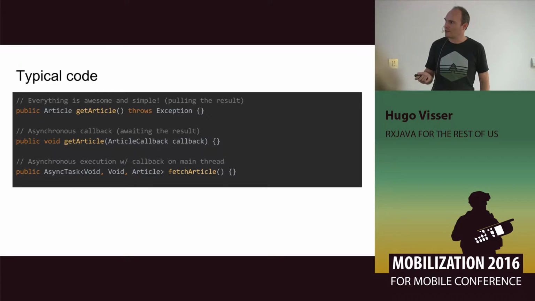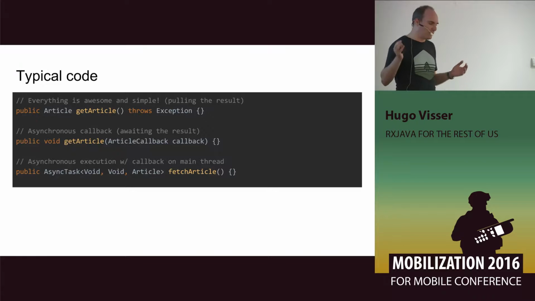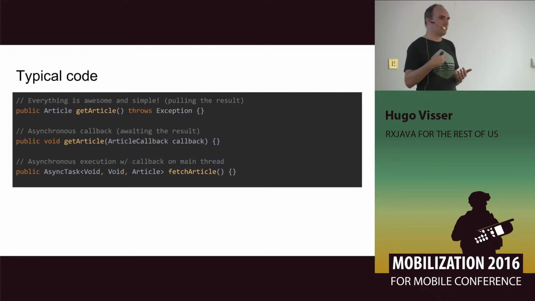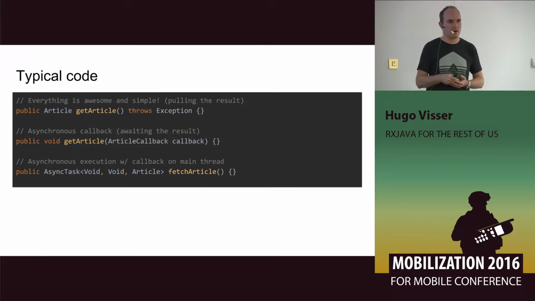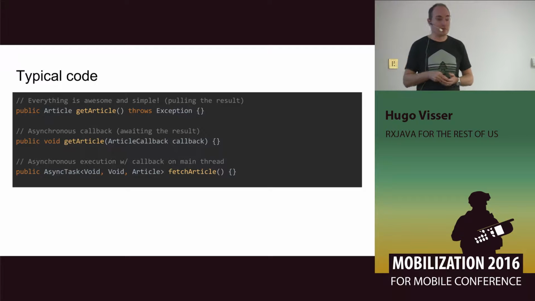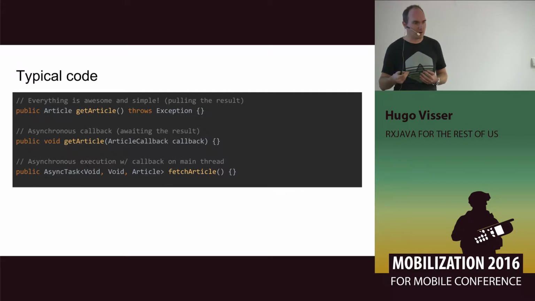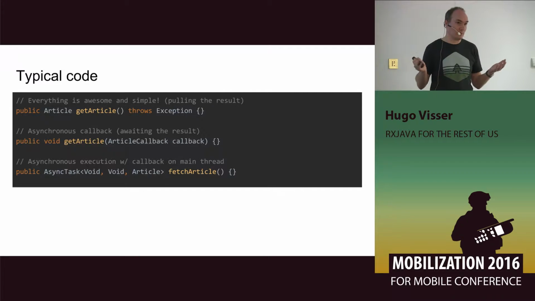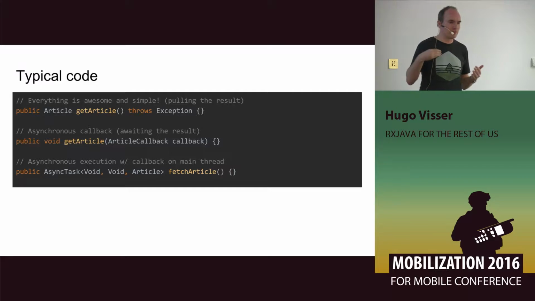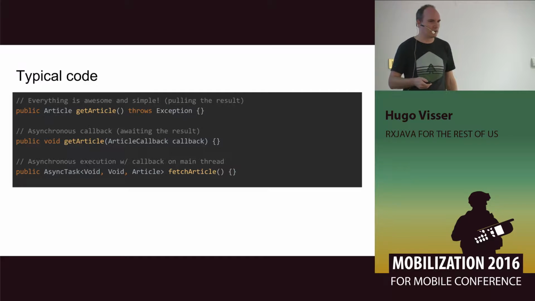So AsyncTask is sort of a solution to that. It allows you to run a background task on a background thread. It allows you to cancel it as well, and also make sure that the result comes back on the main thread. So that's already an improvement, but it's still not great because there's still the problem of chaining and there's still the problem of error handling. Error handling with AsyncTasks is kind of ugly.